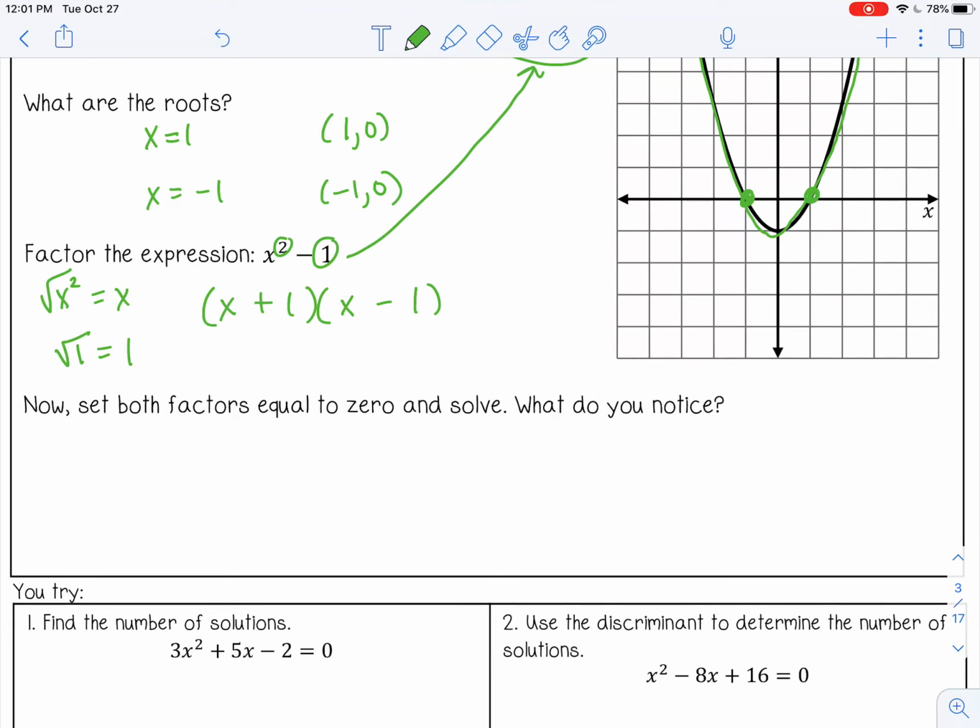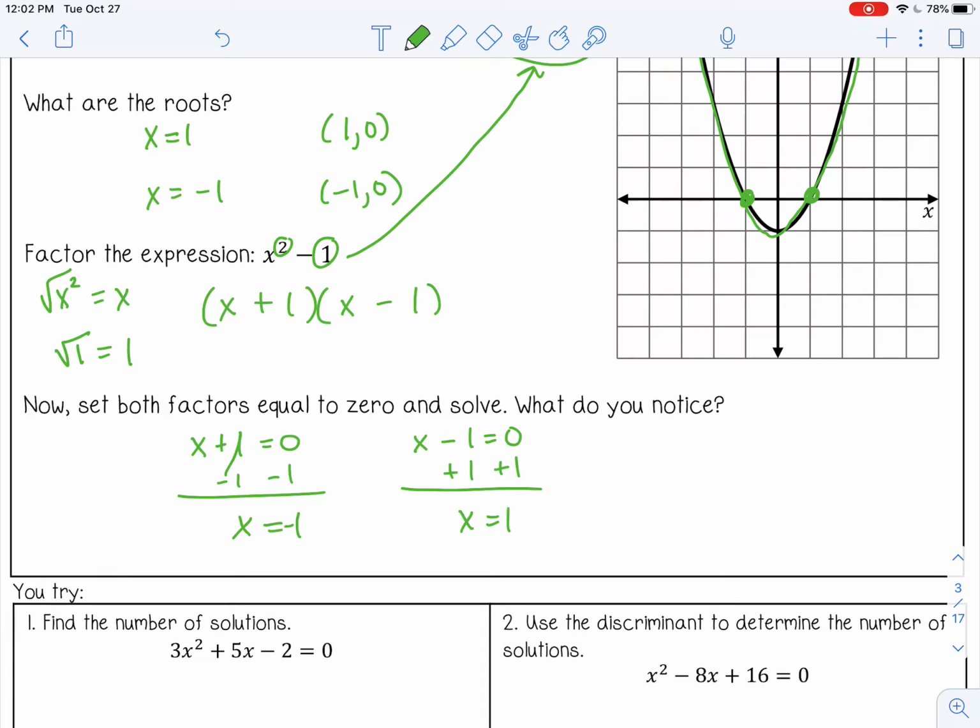All right, now we want to set both of these factors equal to 0, and we're going to solve. So I'm going to set this equal to 0 and this equal to 0. All right, so let's see, minus 1, x equals 1, plus 1, oops, sorry, that's negative 1, and then 1.